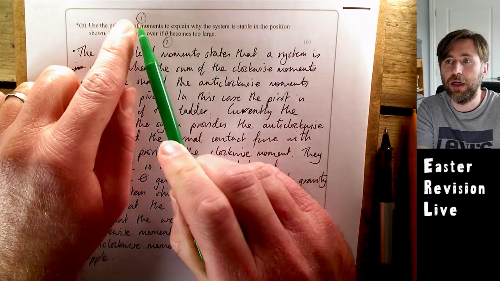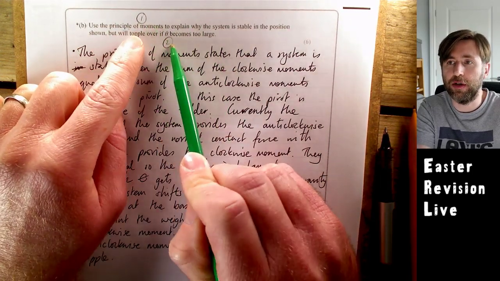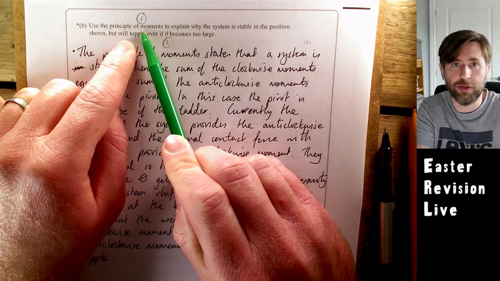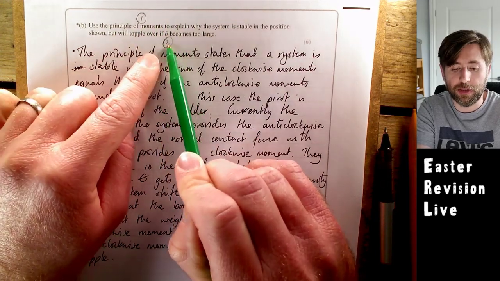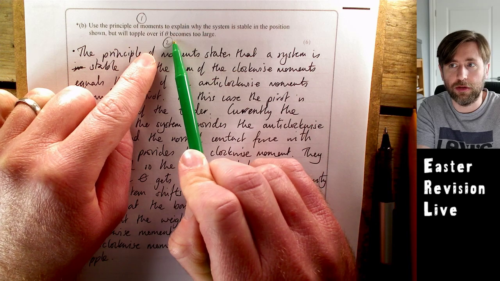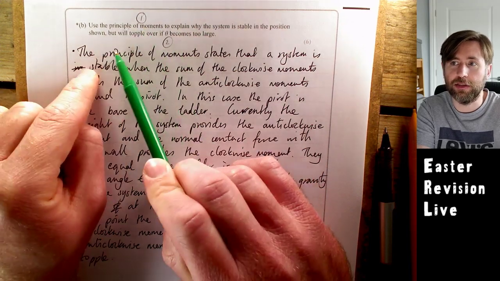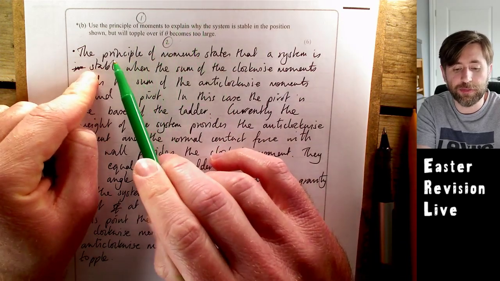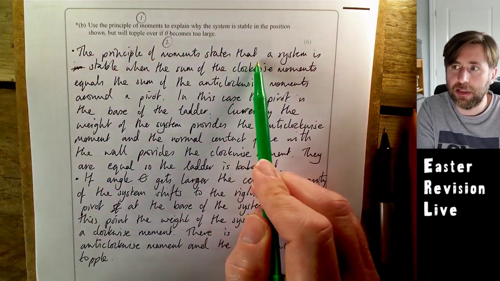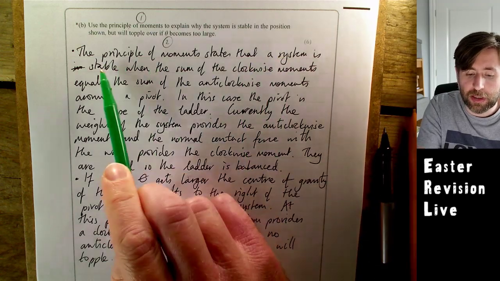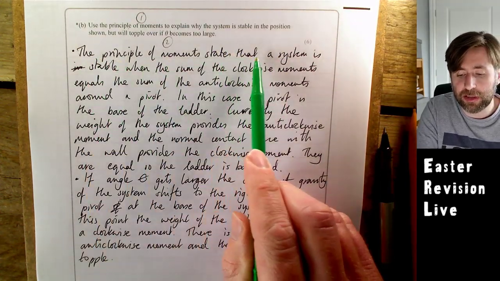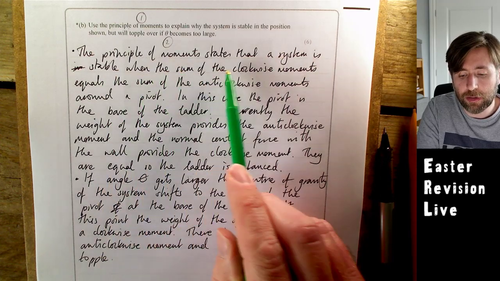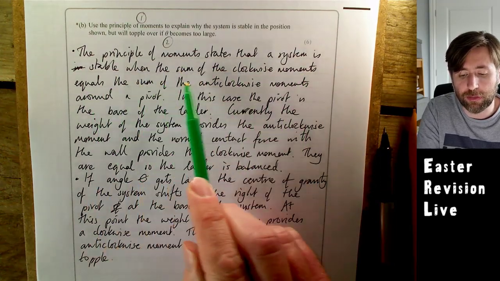So look, I've got my two little paragraphs I'm going to write, because the first one is use the principle of moments, and the second one is, what happens if theta becomes too large? The first mark is just state the principle of moments, and then the next bit is apply it to the situation. So the principle of moments states that a system is stable when the sum of the clockwise moments equals the sum of the anti-clockwise moments.